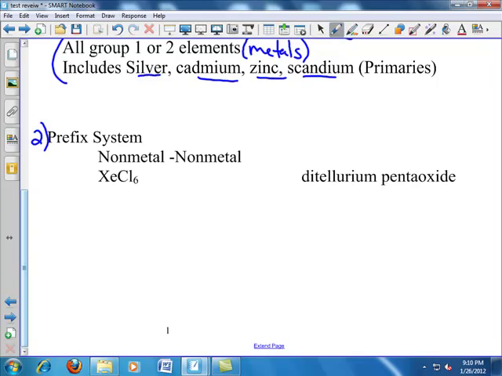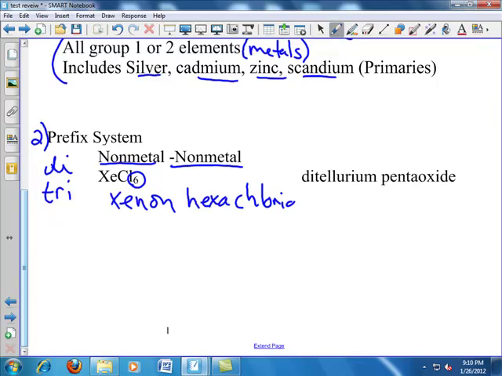Another group will be with the prefix system. That's using di, tri, etc. And that's also when you have a nonmetal bonded to another nonmetal. So something like xenon with 6 chlorines here, and you need to know the prefix for 6, which you can look on your polyatomic ion sheet. So this would be xenon hexachloride, because there are 6 of them.